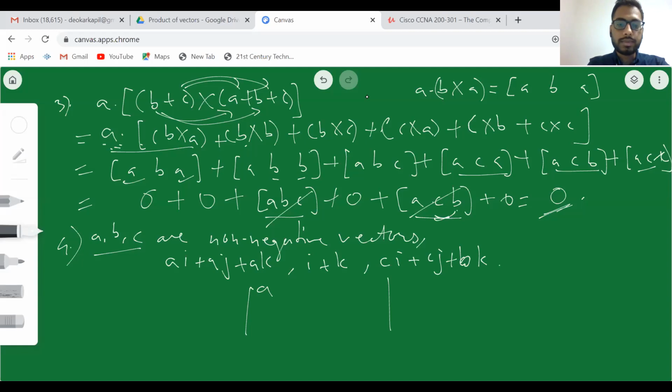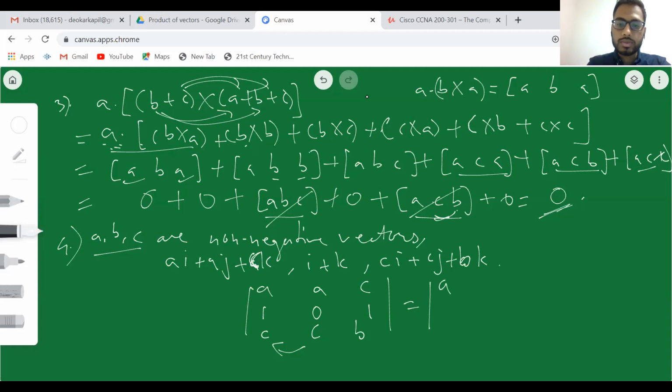The three vectors are given: AI, AJ, sorry, AI, AJ, CK. So in the first row, I coefficient is 1, J no coefficient, K coefficient is 1; then Ci plus Cj plus Bk. So I have C, C, and B over here. Before expanding, what we can do is column 2 minus column 1, so these terms will also get cancelled out, and we can easily expand the bracket.